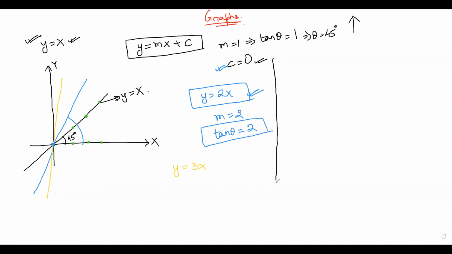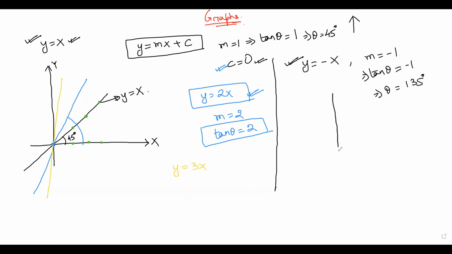In a similar way, say if we have the line as y equal to minus x. In this case, the value of the slope m would be minus 1. So tan of the angle that the line is making with the positive direction of x-axis would be minus 1. So this theta would be 135 degree or 45 degree with the negative direction of x-axis. And this line will also pass through the origin.